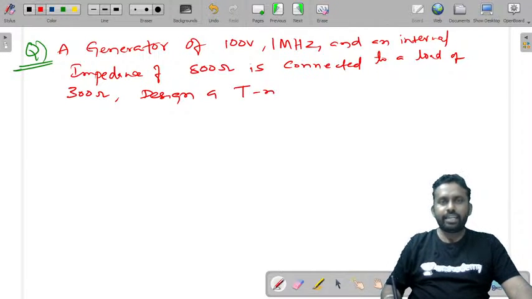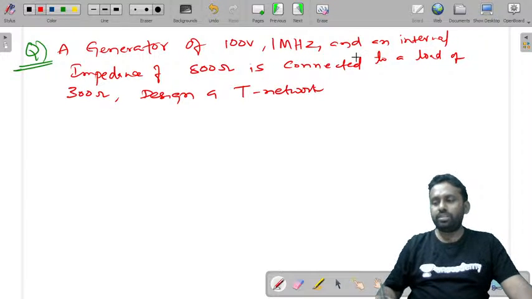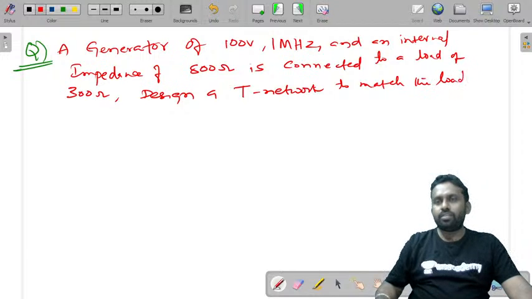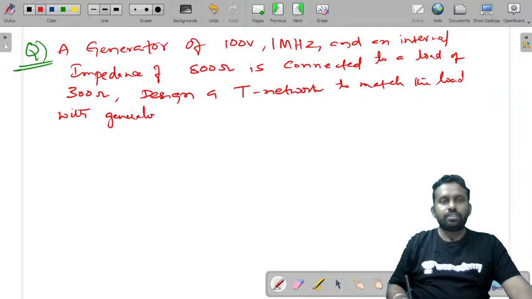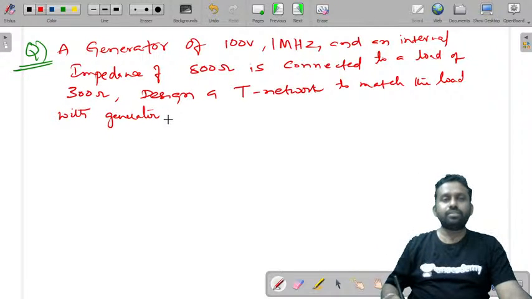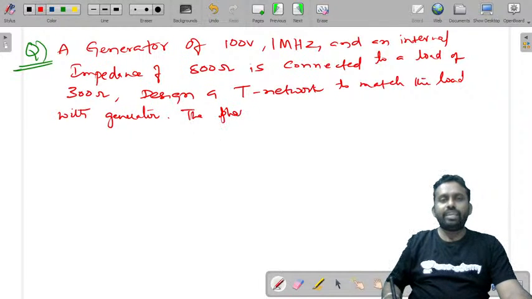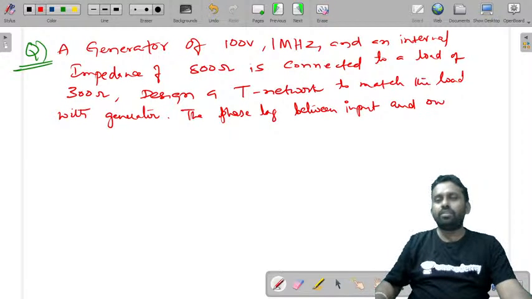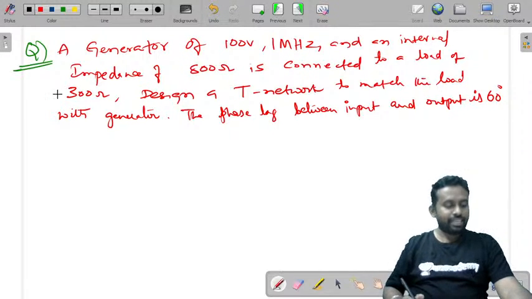Design a T network to match the load with the generator. The phase lag between the input and output is, there is also a phase lag, that is the beta value. The phase lag between input and output is 60 degrees. So let's see what are the things that are given for us.